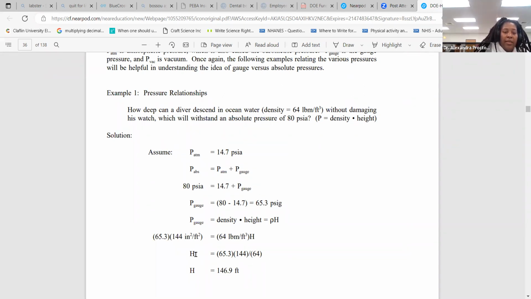So here they have your 65.3 psig times 144 inches squared per foot squared. And they simplify that to equal 64 pound mass per cubic feet times the height. And so height is equal to 65.3 times 144 divided by 64. So the height that the diver can descend without damaging his watch is 146.9 feet.